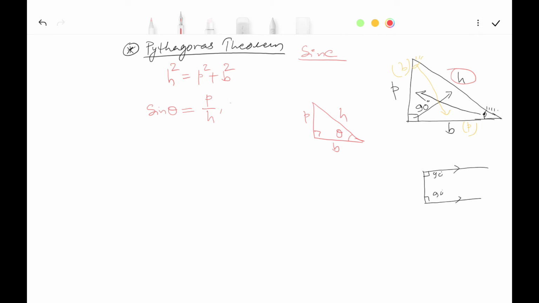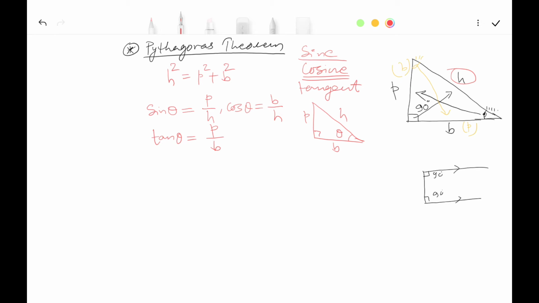Similarly, cos theta is defined as, so this cos is cosine. Why cosine, I will explain later. This cos theta is defined as the ratio of base and hypotenuse. And this is tan theta, defined as the ratio of perpendicular over base. So this is tan theta. Now the full form of tan is tangent.